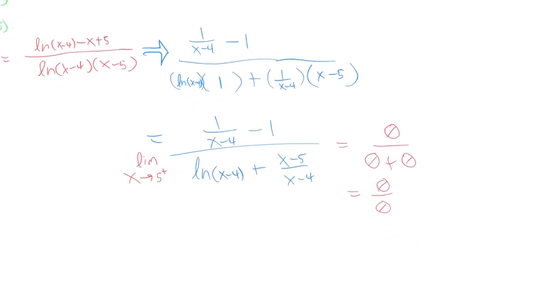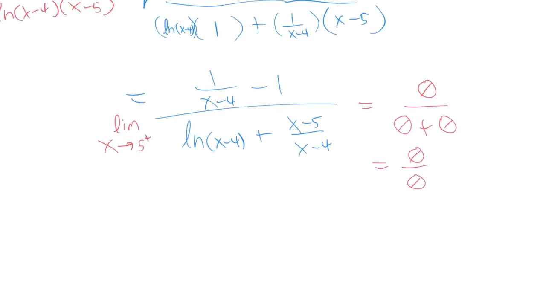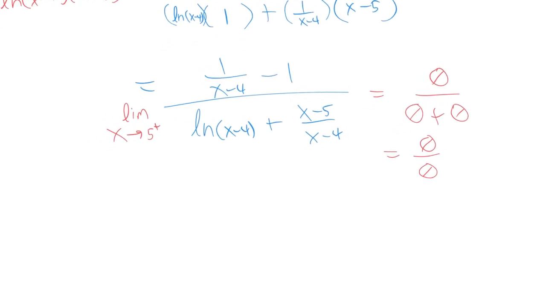So what does that mean? Well, we have an indeterminate form, so that means we could take the derivative of the top and bottom again, okay, as though you weren't having enough fun already. Now you have to take the derivative again. So how are we going to do that? Well, first of all, let's realize that this one is really x minus 4 to the negative 1, and it's going to be that minus 1.